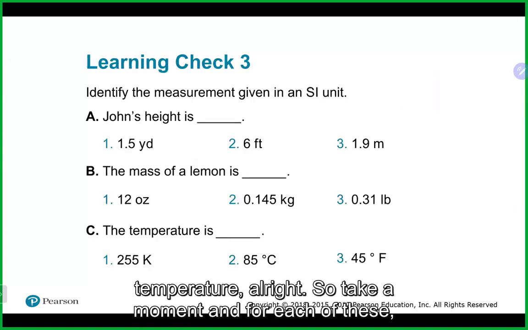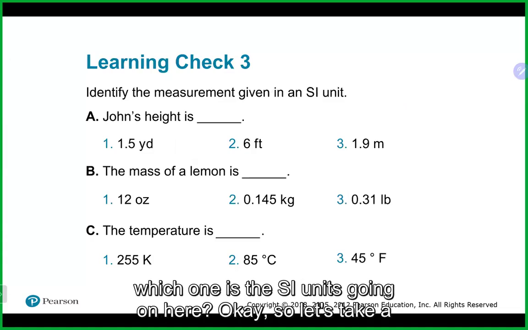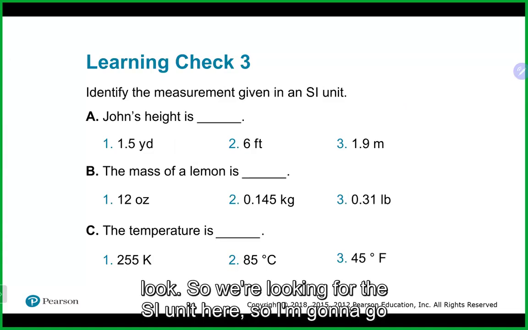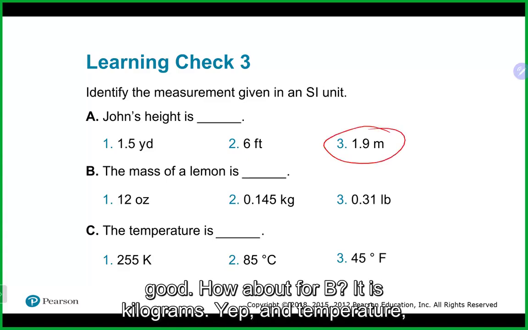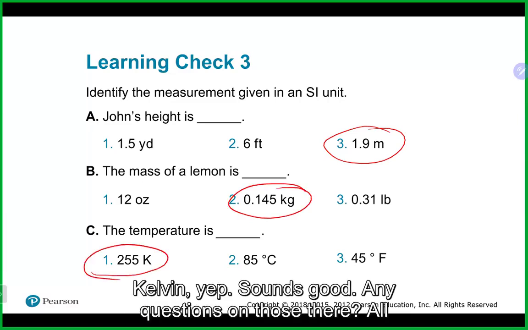All right, so take a moment, and for each of these, which one is the SI unit going on here? Okay, so let's take a look. We're looking for the SI unit here. So I'm going to go with which one? The first one is the SI unit? Meters. Sounds good. How about for B? It is kilograms. Yep. And temperature, Kelvin. Yep. Sounds good. Any questions on those there?